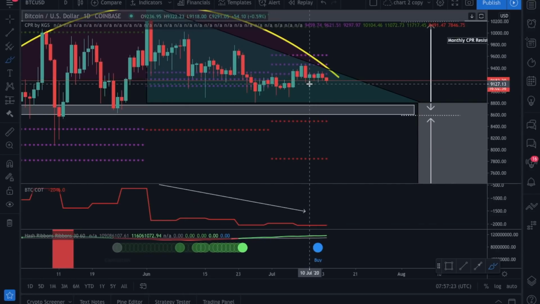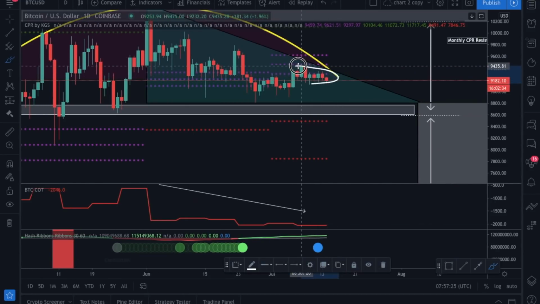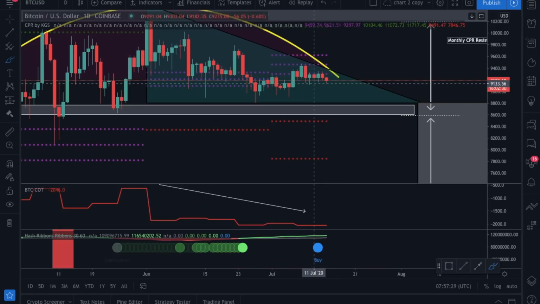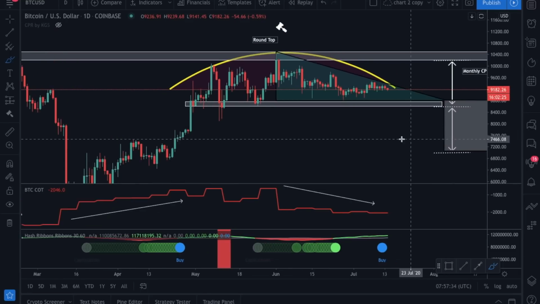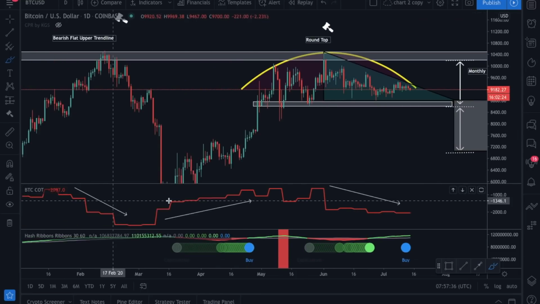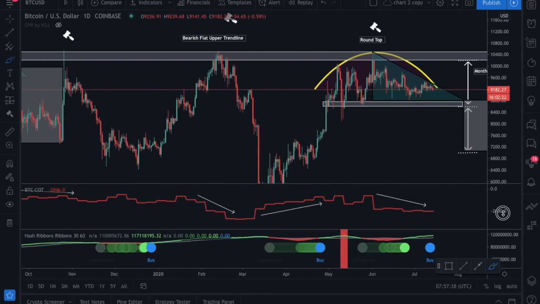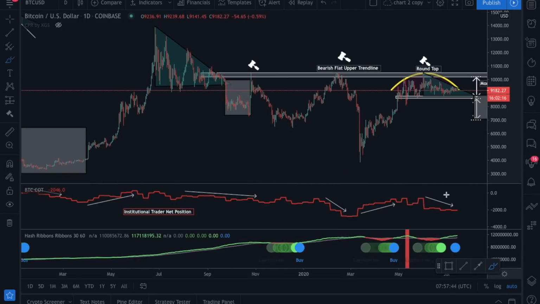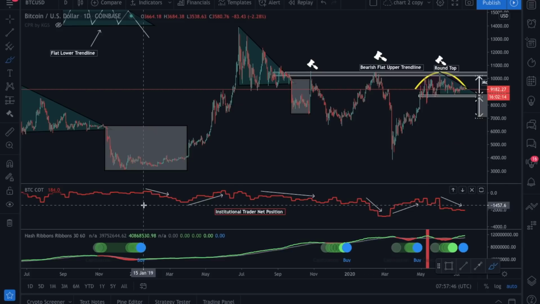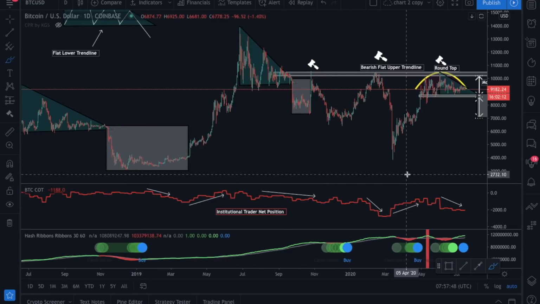And that's why you can see here, price after reaching the lower line of this area is also finding it very difficult to break above it. So guys, if we look at this indicator below, this is the Bitcoin COT indicator, and if you look at the whole price action of Bitcoin along with this indicator, you can see something very interesting unfolding at the moment.